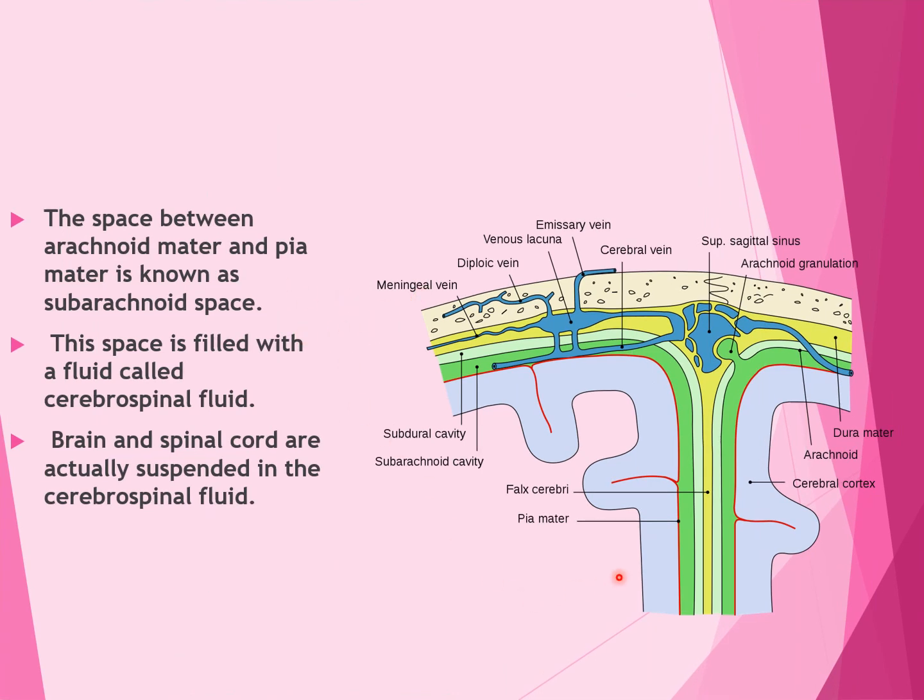Now the space between the arachnoid and pia mater is known as the subarachnoid space or subarachnoid cavity, this green one, and that space is filled with a fluid called cerebrospinal fluid. The brain and spinal cord are actually suspended in the cerebrospinal fluid.